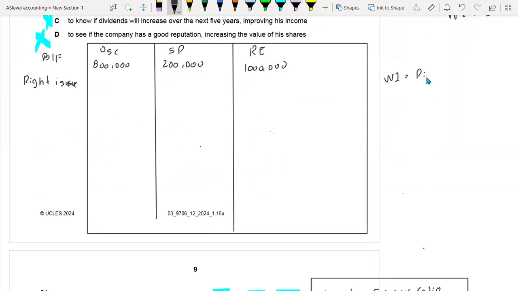The rights issue was 400,000 shares, and its nominal value was 0.50, but its premium per share was 0.70.